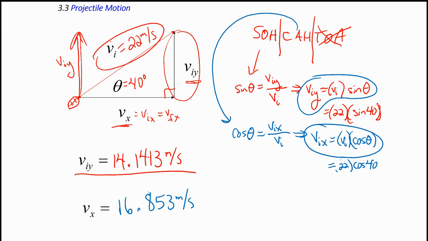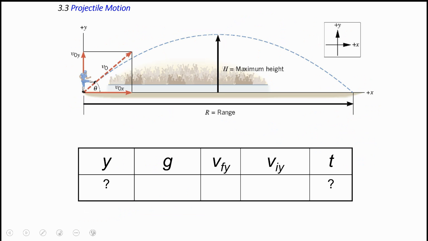16.853 meters per second. So if you're ever faced with a velocity at a particular angle, it's always going to be good to break it up into the horizontal part, how fast is this thing moving horizontally, and a vertical part, how fast is this thing moving vertically, so we can actually work with it. Now I'm ready to actually solve this problem.